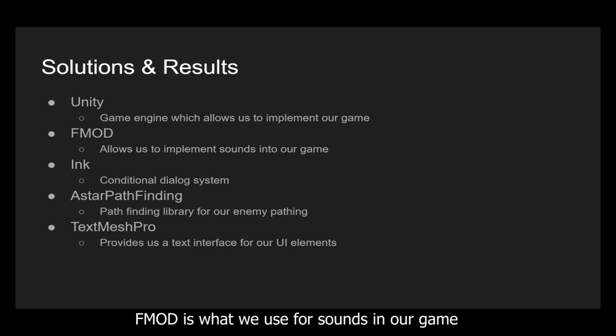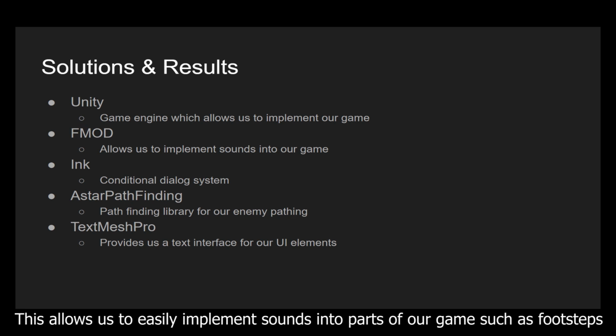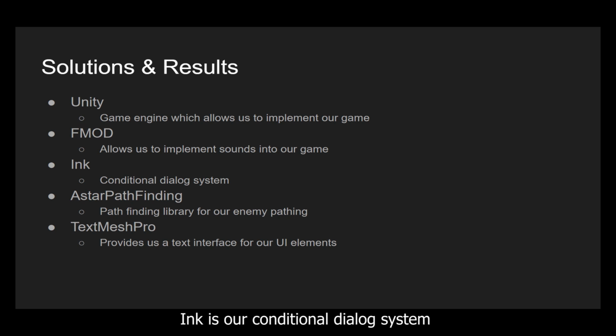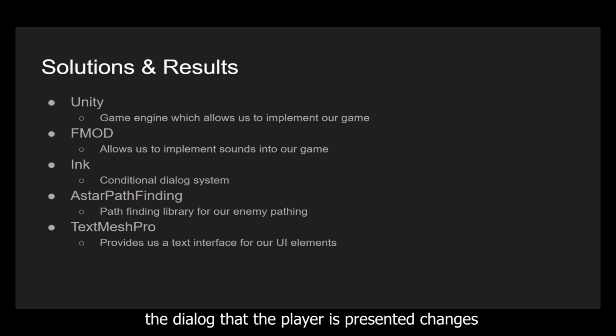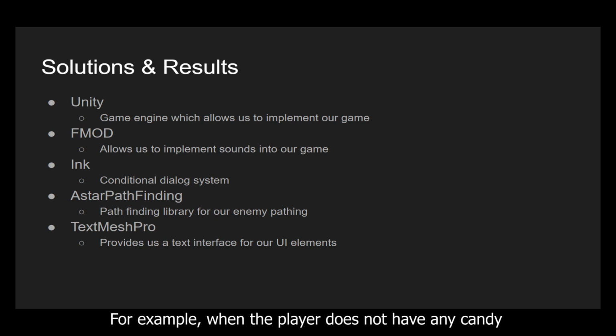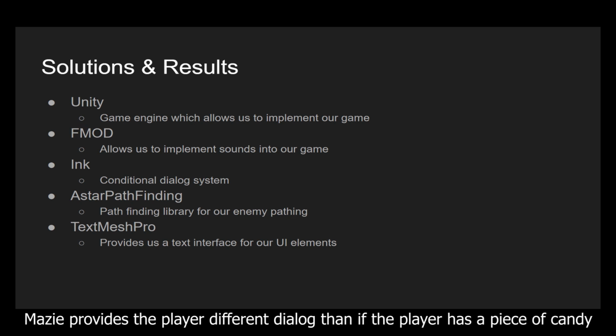FMOD is what we use for sounds in our game. This allows us to easily implement sounds into parts of our game such as footsteps. Ink is our conditional dialogue system. What we mean by conditional is that after an event has occurred, the dialogue that the player is presented with changes. For example, when the player does not have candy, Mazie provides the player with a different dialogue than if the player had a piece of candy.